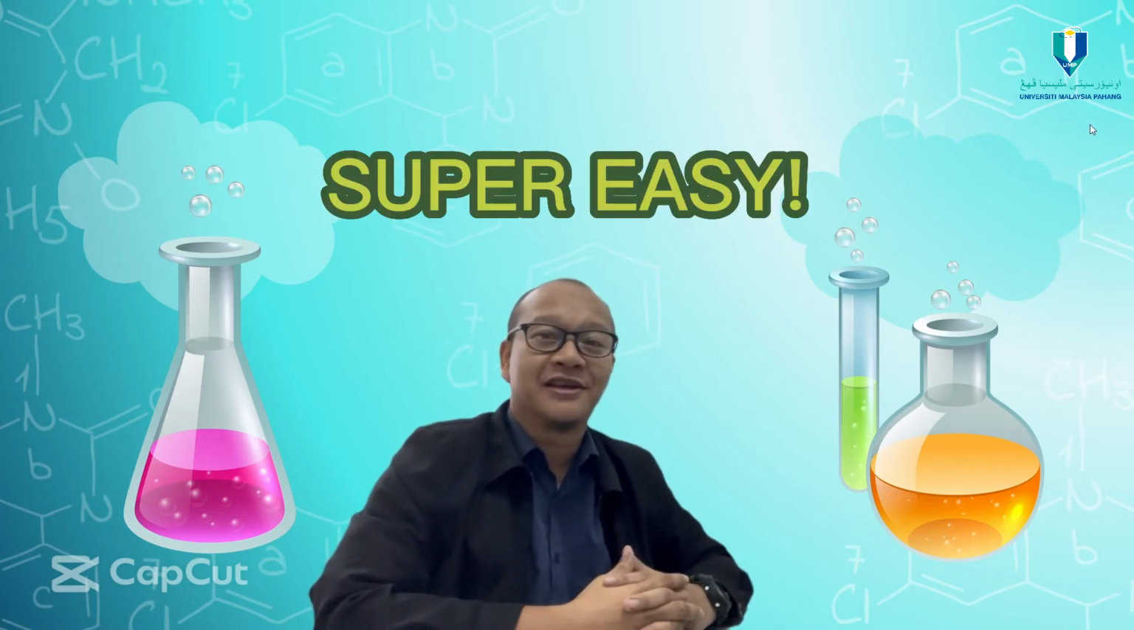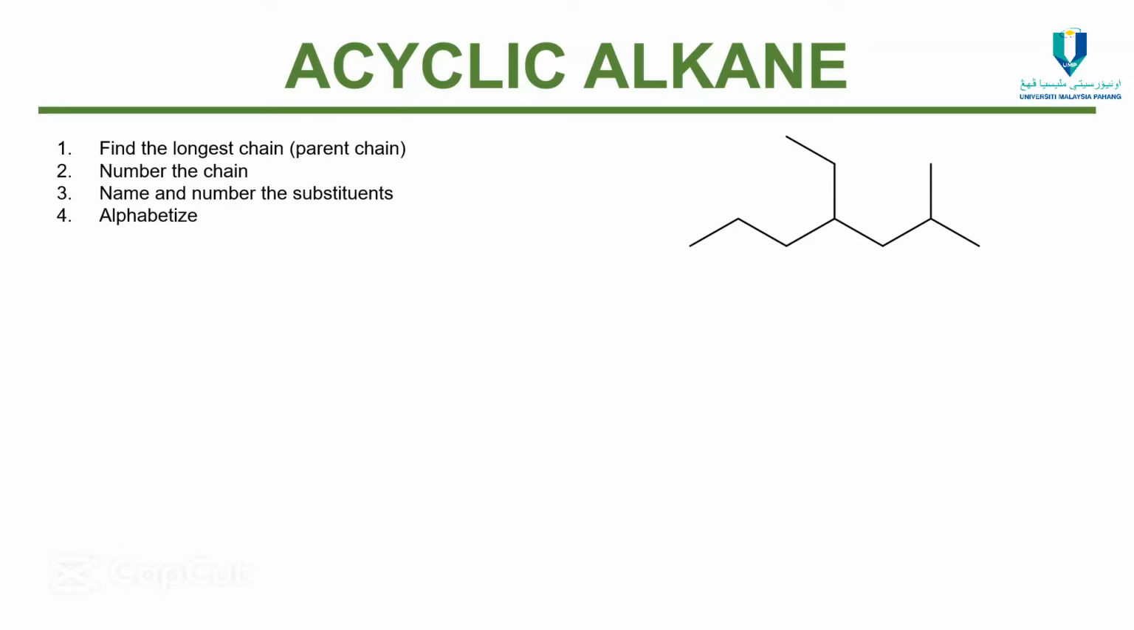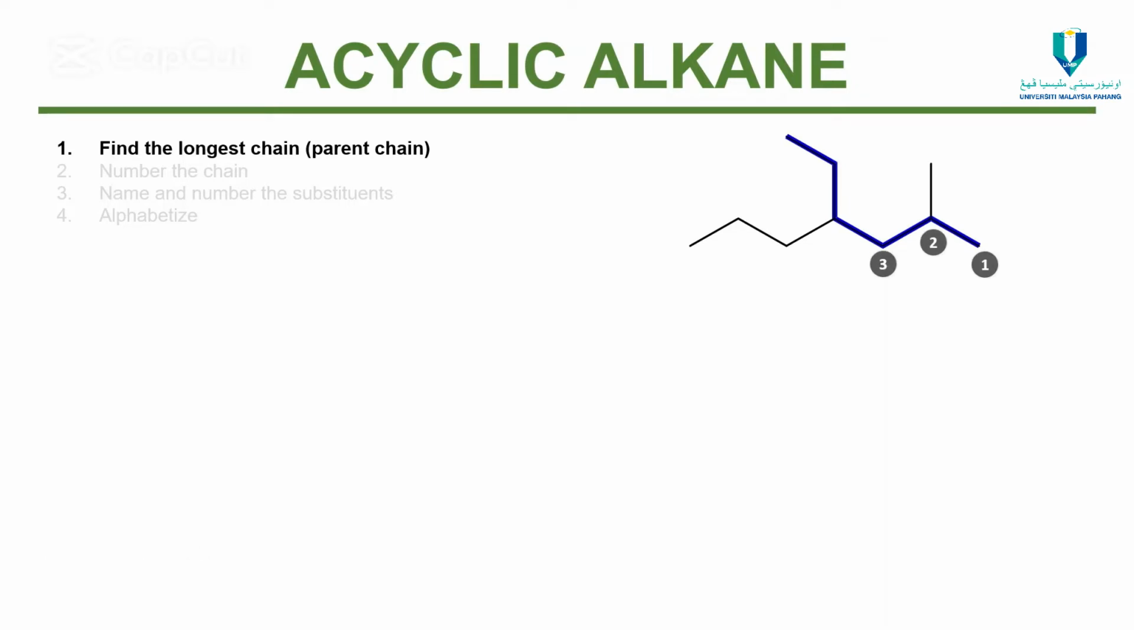Let's try another example. Let's say you have compound like this. First, you have to find the longest chain. So we have a few options here. So this is our first option. So how many carbon here? So we have 1, 2, 3, 4, 5, 6 carbon. So this is 6 carbon. So we have another option, which is the red one. So how many carbon? So 1, 2, 3, 4, 5, 6, 7. So we have 7 carbon, which is longer than 6 carbon. So it could be our longest chain.